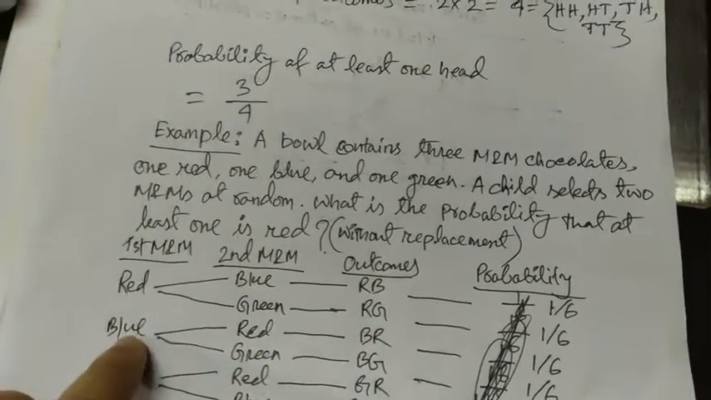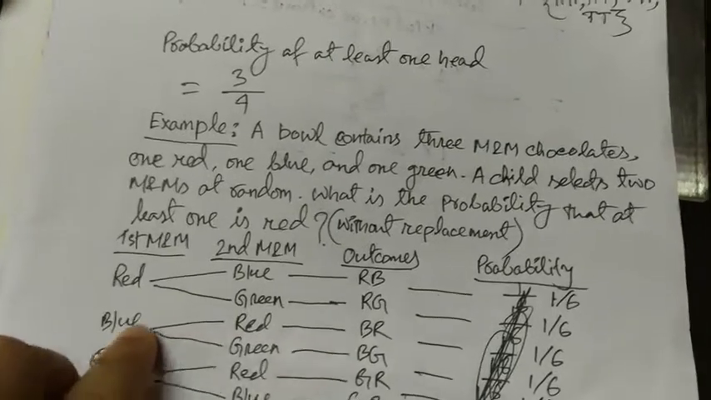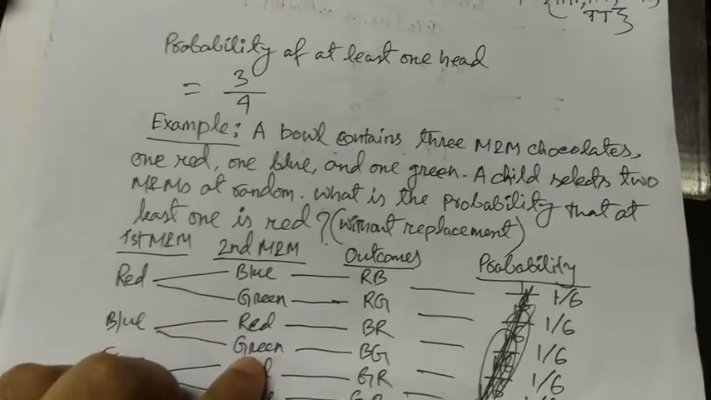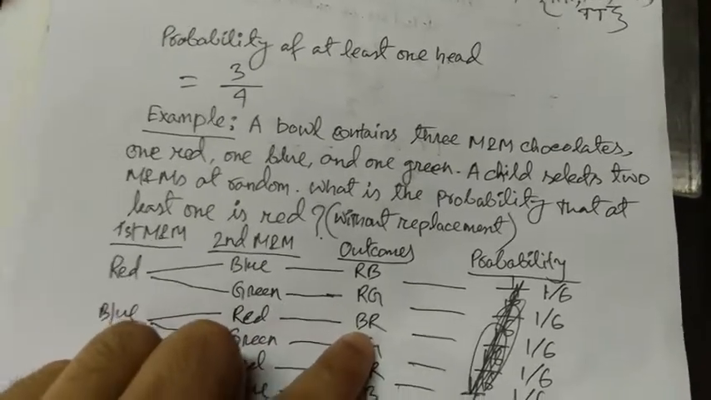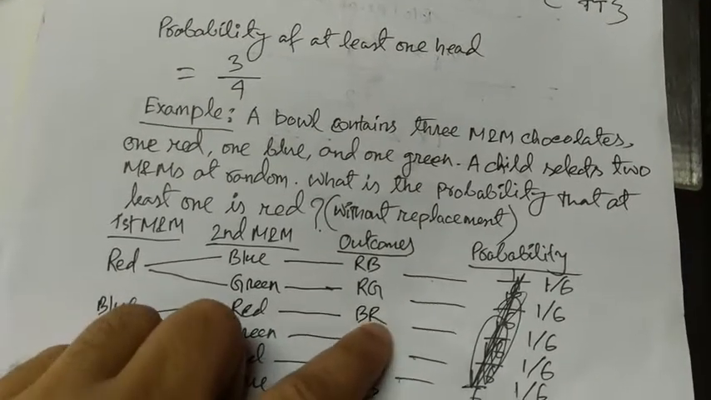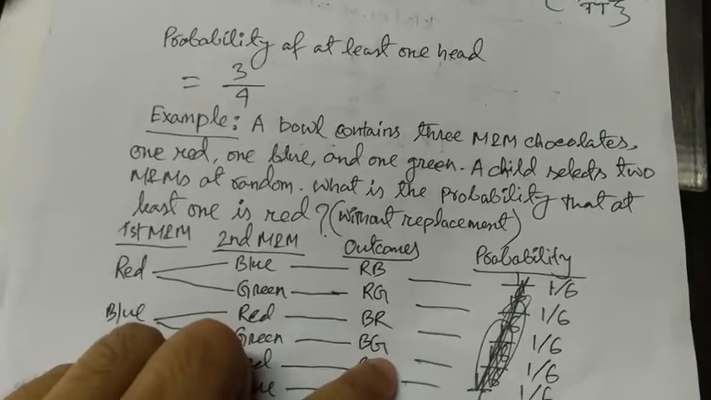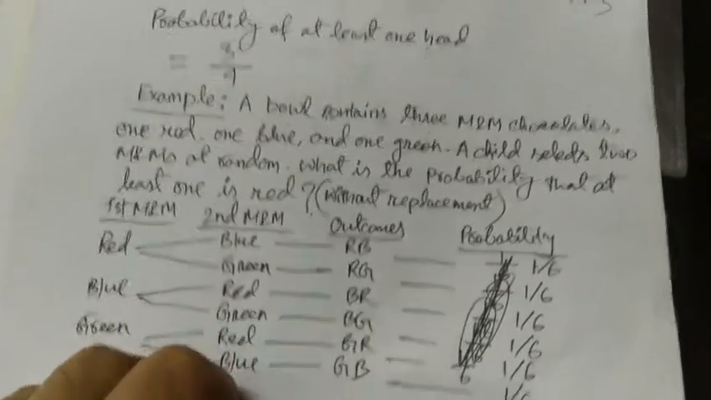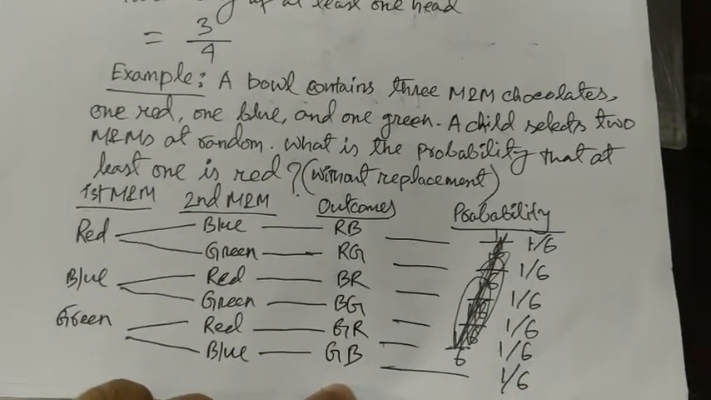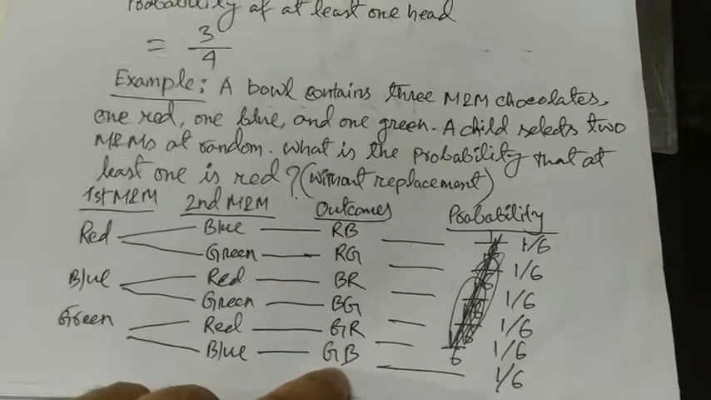Similarly, if the first chocolate is blue, in that case the second chocolate can be red or green. That means BR, first chocolate blue, second chocolate red, and BG, first chocolate blue, second chocolate green. So that way we have a total of 6 outcomes.